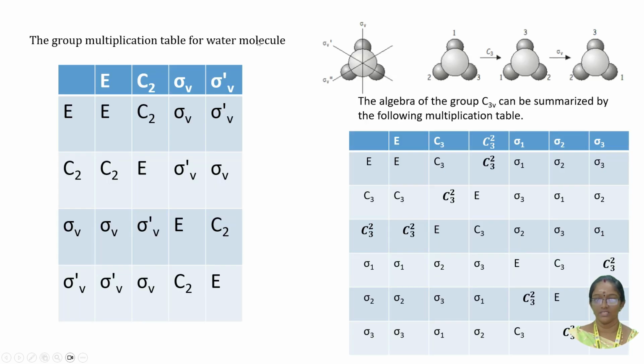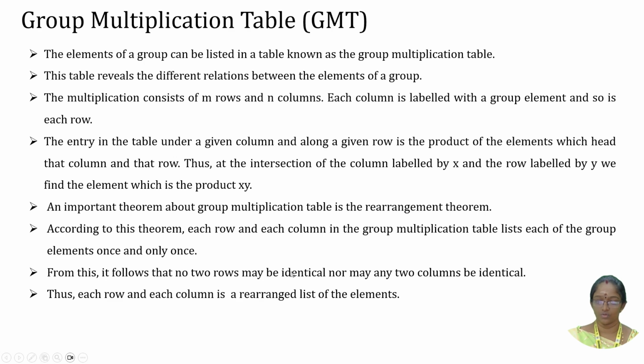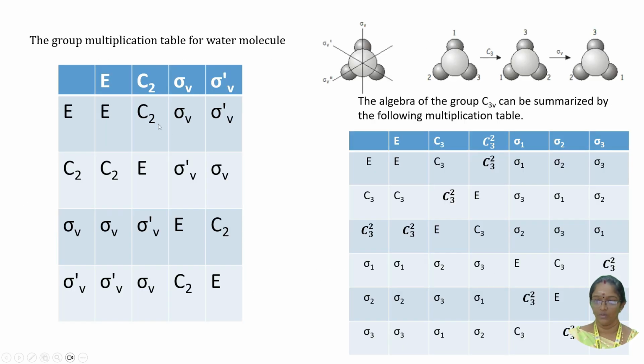Here we have given the group multiplication table for the water molecule. We have headed the rows and columns with the symmetry elements of the water molecule: E, C2, sigma v and sigma v'. When E is multiplied with E, it leads to E. When E is multiplied with C2, it leads to C2. E multiplied with sigma v leads to sigma v. E multiplied with sigma v' leads to sigma v'. Likewise, each element was multiplied to form the group multiplication table. As we stated already, it follows that no two rows may be identical nor two columns may be identical. Here we cannot see any rows or columns which are identical in the water molecule.